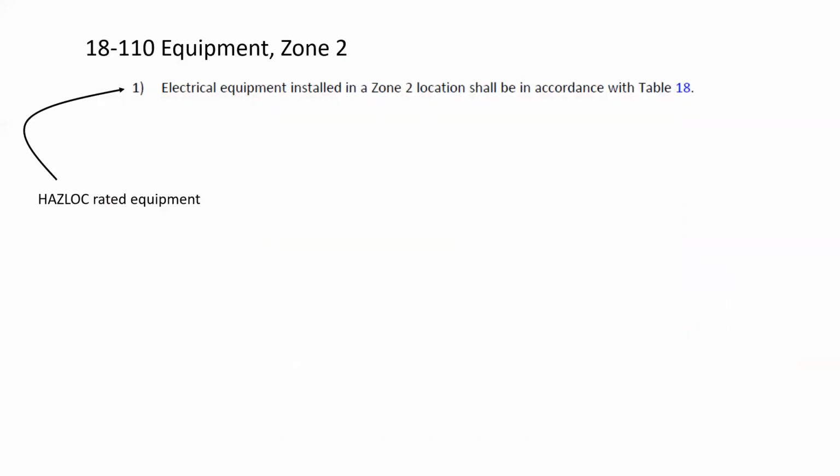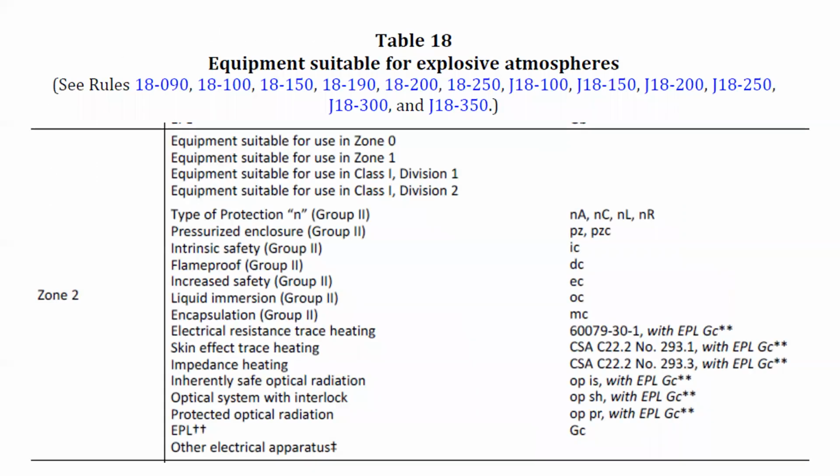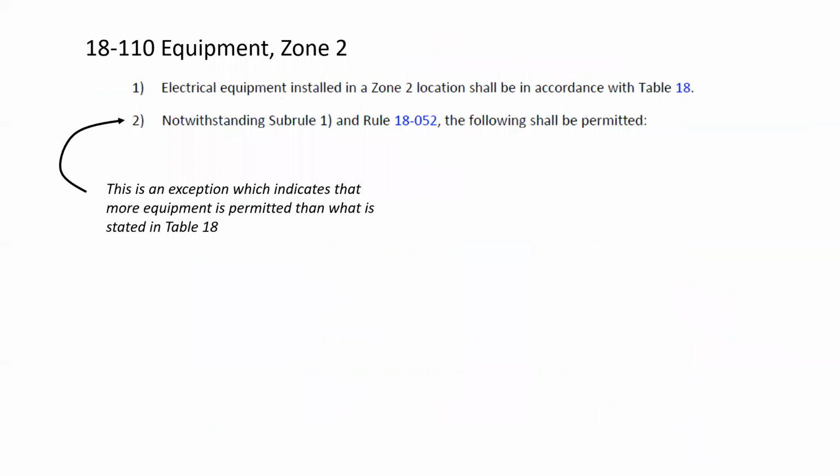18110 equipment subrule 1 states, obviously, as we've seen with the first two zones, electrical equipment installed in Zone 2 shall be in accordance with Table 18. And this will be all the HAZLOC graded equipment that we have grown accustomed to. So here is a cross-section of a whole bunch of the different types of equipment available and suitable as per Table 18.